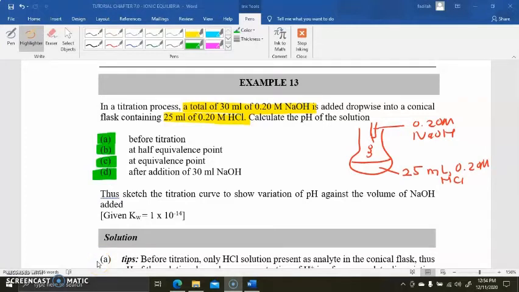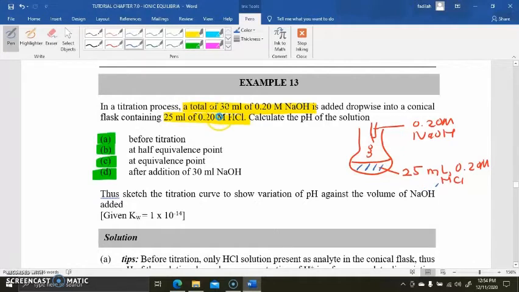Okay, jom kita further discuss about example 13. Example 13 ni adalah contoh calculation that involves strong acid and strong base titration. Given to you, kita ada conical flask. Dalam conical flask, we have 25 ml of 0.20 molar HCl. So HCl will be the analyte. HCl is the analyte here.